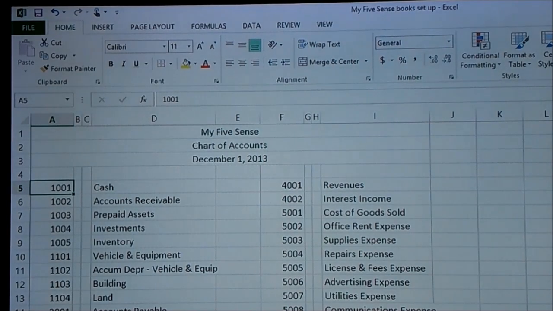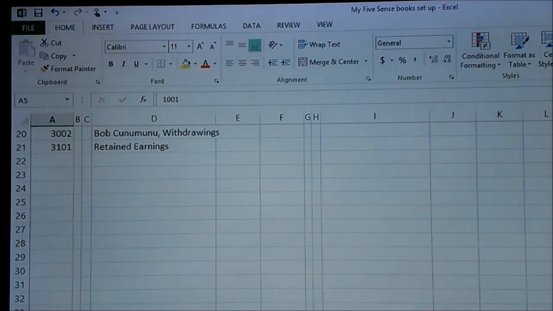So some of the generic accounts for the asset group would be cash, accounts receivable, prepaid assets, inventory, and so on and so forth. For liabilities, you have your accounts payable, your unearned revenue, short-term payable, liabilities, and so on and so forth. Then in this case, for the capital or equity section, you have Bob Kunamuna Capital and Bob Kunamuna Withdrawals. Okay.